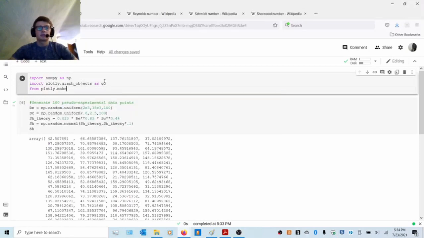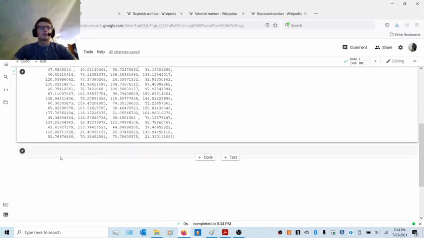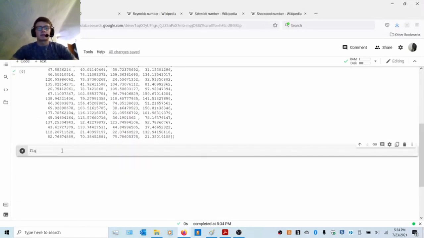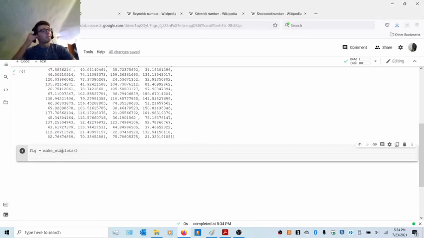And then we need to, from plotly.subplots, import make_subplots. This is going to allow us to make subplots. So we run that, and we go down here, and we're going to say fig. This is just the name of the figure, and that's just going to be make_subplots. We're going to put some parentheses, but this just defines some figure.